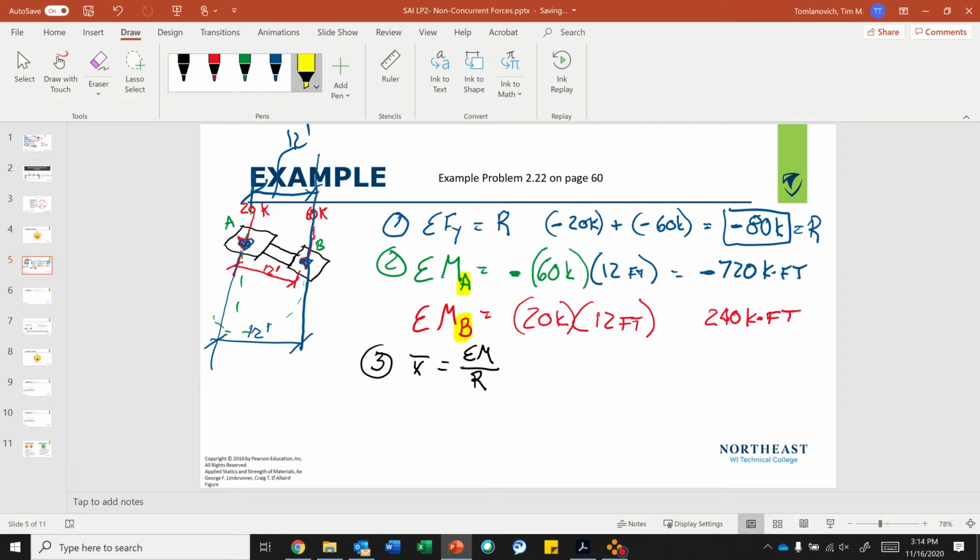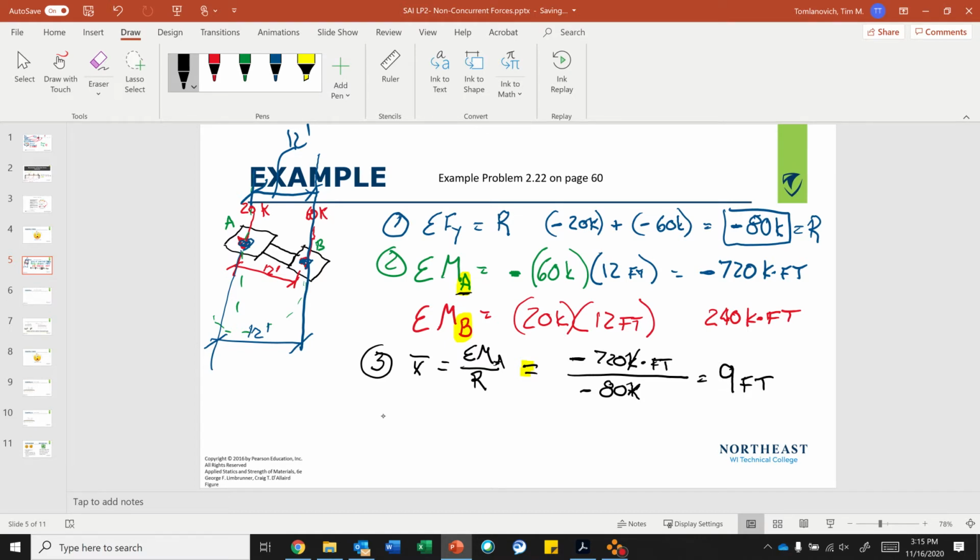All right, so if I use A, the sum of the moments about A is negative 720 kip feet, divided by negative R, which is negative 80 kips. The kips cancel out and I'm left with feet. A negative number divided by a negative number becomes a positive number. 720 divided by 80 equals a positive 9 feet. Now what does that tell me? It comes out positive, so it is 9 feet to the right of point A, because that's where I summed my moment about. Right is positive. If I had a negative number, that would be to the left.